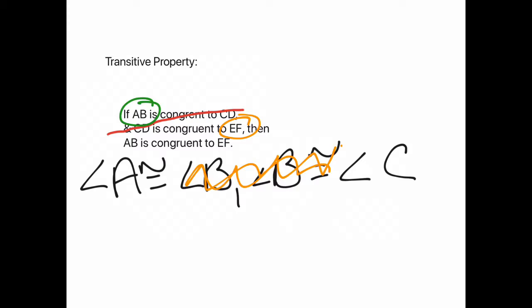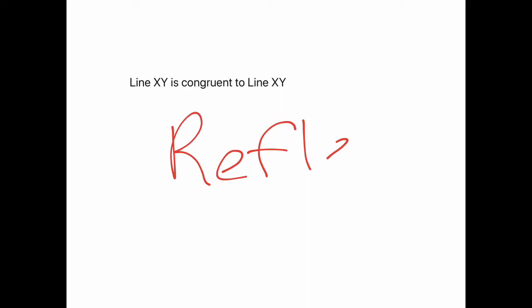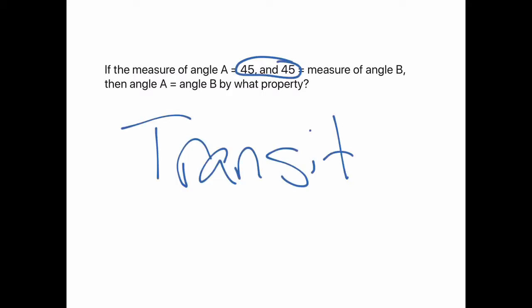All right, let's do some of your homework. This one comes from the lesson. It says line XY is congruent to line XY. So notice that these are the same things. So this would be reflexive because it's the same on both sides. All right, here's another one for us. If the measure of angle A equals 45, and 45 equals the measure of angle B, then angle A equals angle B by what property? So again, we can cut out the middleman here and say that A equals B, and whenever you're cutting out the middleman, it is a transitive property.